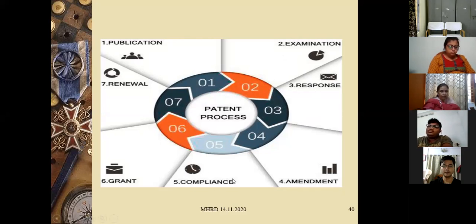Then there is a process called compliance, and there's a lot of time between these three. Only then will it be granted. If there is a possibility of renewal, you can apply again for renewal after 10 years or 20 years. Please remember that not all patents will be granted a life of 20 years. Again, it depends on the quality of the patent and what type of patent it is.